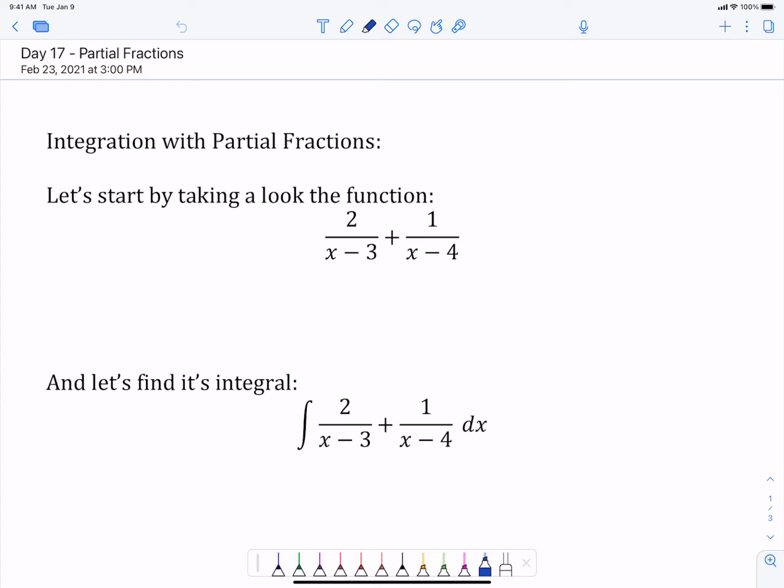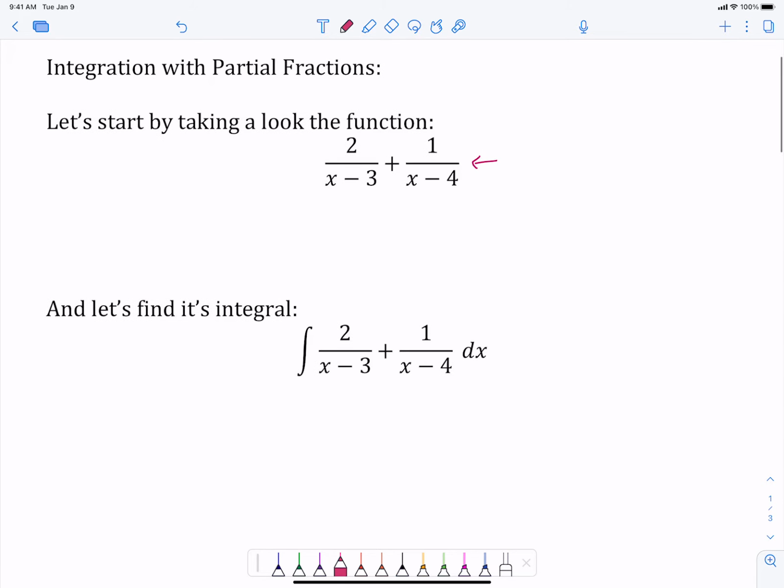So we're finally on to our last technique of integration that we're going to talk about, which is partial fractions. This is going to be a way for us to take rational functions and split them up so that it's easier for us to take the integral. So if we have a rational function written like the one here, 2 over x minus 3 plus 1 over x minus 4, this is pretty straightforward to take the integral of, because we can take the integral of each of our terms.